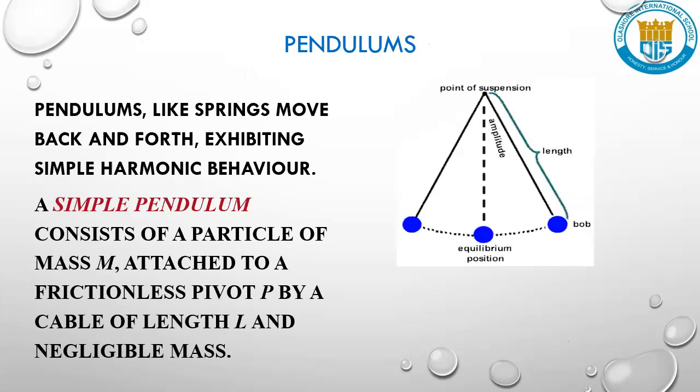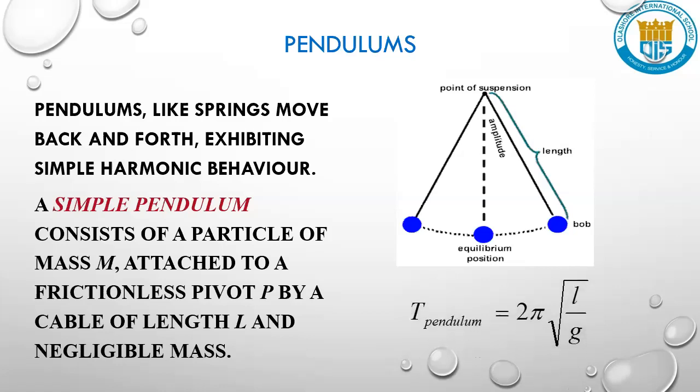Now, let's look at another instance of SHM. That's a pendulum. Pendulums, like springs, move back and forth, exhibiting simple harmonic behavior. A simple pendulum consists of a particle of mass m attached to a frictionless pivot P by a cable of length L and negligible mass. That string, that cable, is what has negligible mass, not the bulb itself. The mass of the bulb is not negligible.